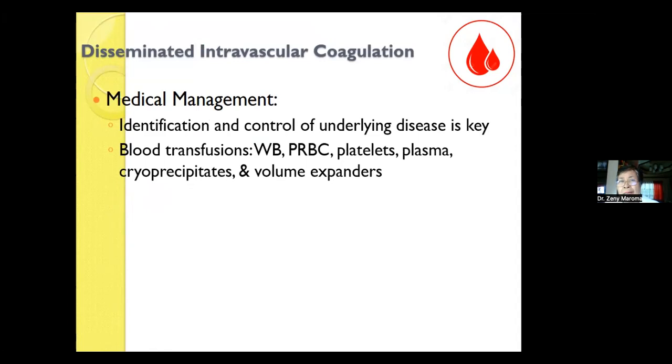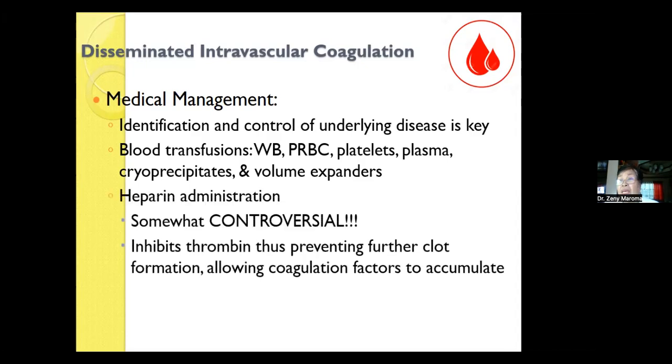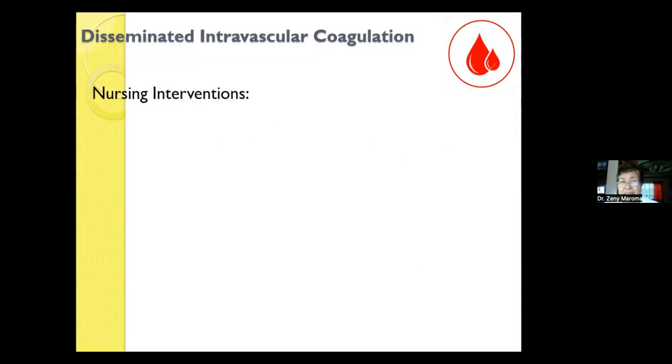Kumbaga, bigyan lang ng blood transfusion. Any blood component available sa hospital, like whole blood, pack RBC, platelets, plasma, cryoprecipitate, volume expander. Pero hindi na binigay sa pasyente kasi alam na nila useless na lang. So kumbaga supportive measures. Naka-NGT, hindi naman mabigyan ng feeding kasi may dry bleeding. Pero naka-endotracheal tube at connected to respirator. Heparin, controversial. Hindi nga natin mabibigay kasi there is bleeding.